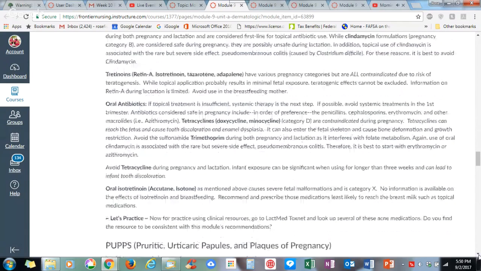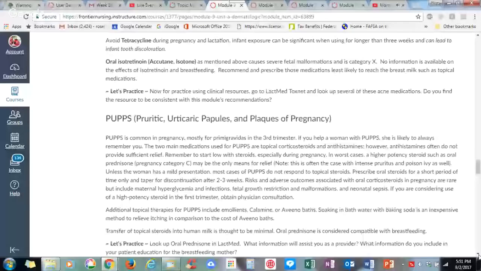Avoid tetracycline during pregnancy and lactation. Infant exposure can be significant when using for longer than 3 weeks and can lead to infant tooth discoloration. Oral isotretinoin, Accutane, mentioned above, causes severe fetal malformations and is category X. No information is available on the effects of isotretinoin and breastfeeding. Recommend and prescribe those medications least likely to reach the breast milk, such as topical medications.